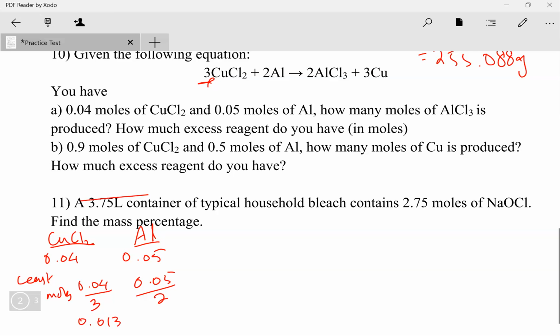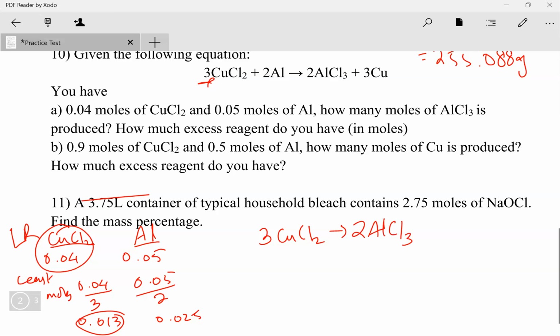Which in this case would be 0.013 and 0.025. So this is lower, so this is my limiting reagent. Now, as soon as I have that, and my copper chloride is my limiting reagent, how many moles of AlCl3 is produced?